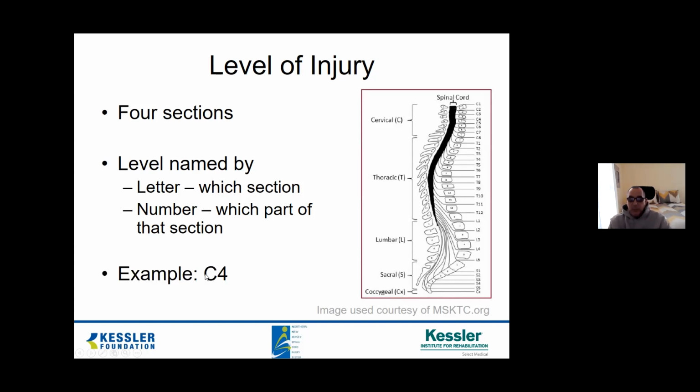So we have an example of the C4 injury, which is up there in the neck area. And then we'll go on with another example of T12, which is down in the lower thoracic area.